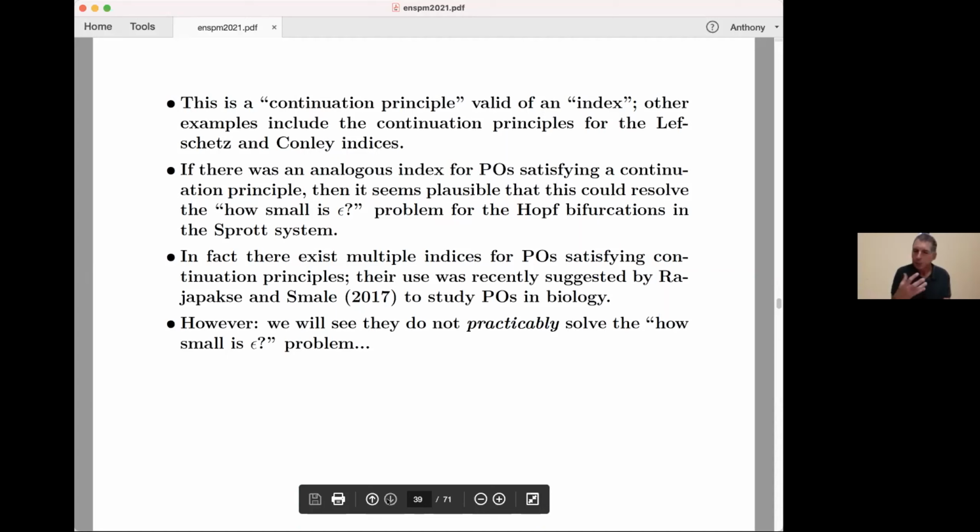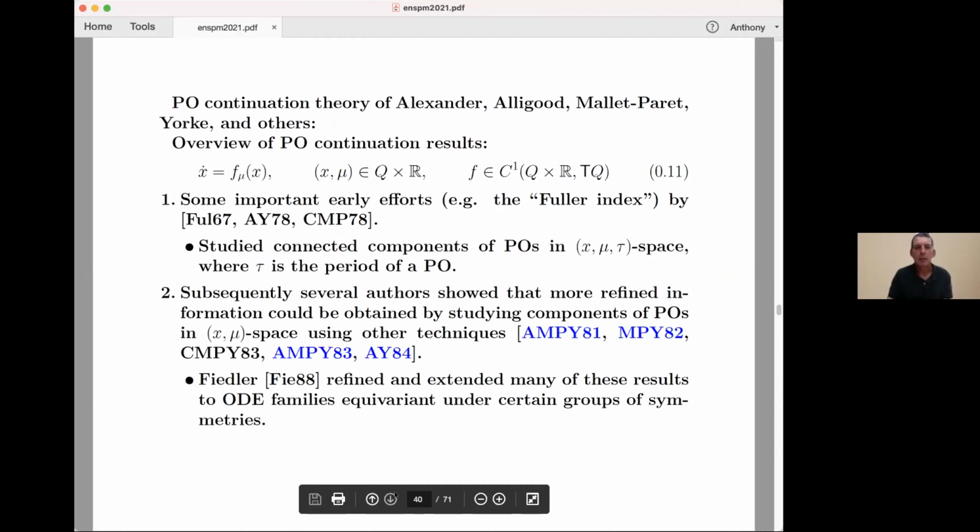The work of Yorke and Alexander and so on came up with such an idea. The only problem is it was very hard to verify the conditions. And in fact, you couldn't verify the conditions for the systems that we were looking at. The index that we came up with, for this one form that we mentioned, this continuation one form, kind of solves that. So that was the point of the work that we did.